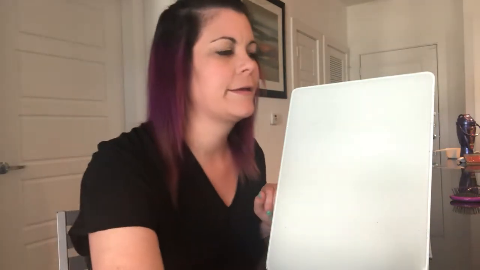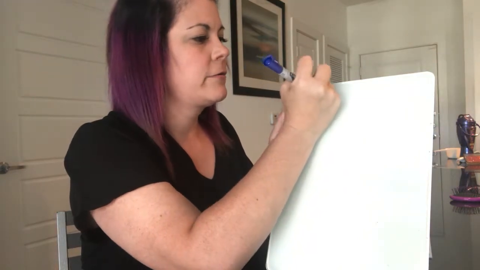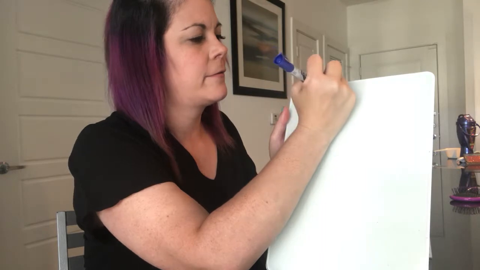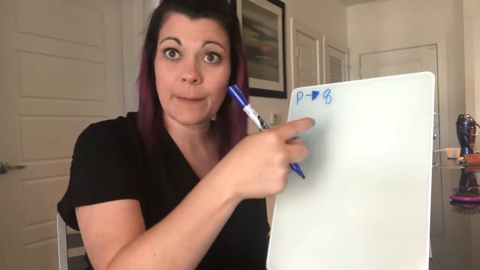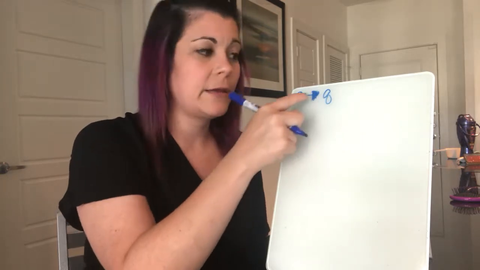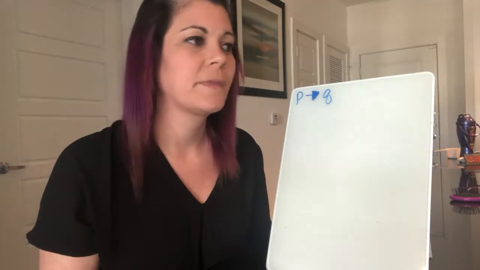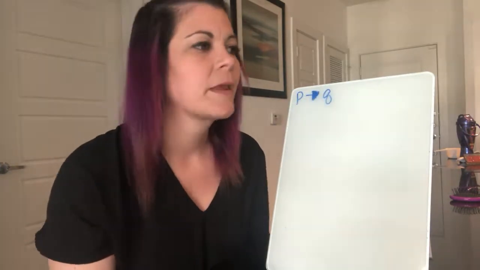Okay, so let's talk about conditional statements. The first thing is just how they're written. When you see P and then an arrow and Q, this means if P, then Q happens. So you'll see it like this, and this means conditional statement. P, arrow, Q, that means to write a conditional statement.